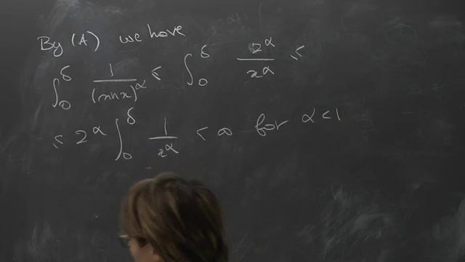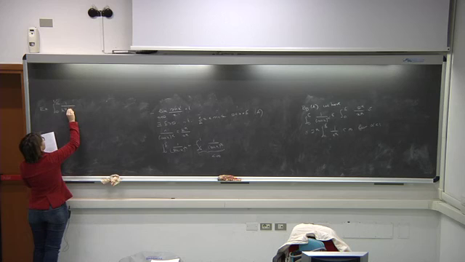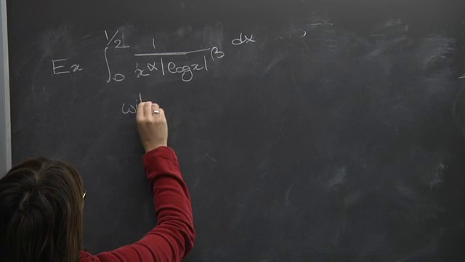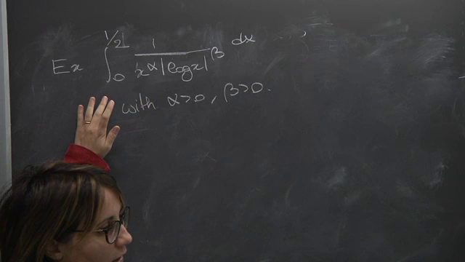Okay, so now maybe you can study by yourself a slight variation of this, and you can use somehow the same argument. What you can, for instance, try to solve is the following. Over the interval 0, 1 over 2, you can try to solve the integral of 1 over x alpha times log x to the beta dx, with alpha positive and beta also positive. So you can try to discuss the convergence of the integral with respect to these two exponents, alpha and beta, okay?